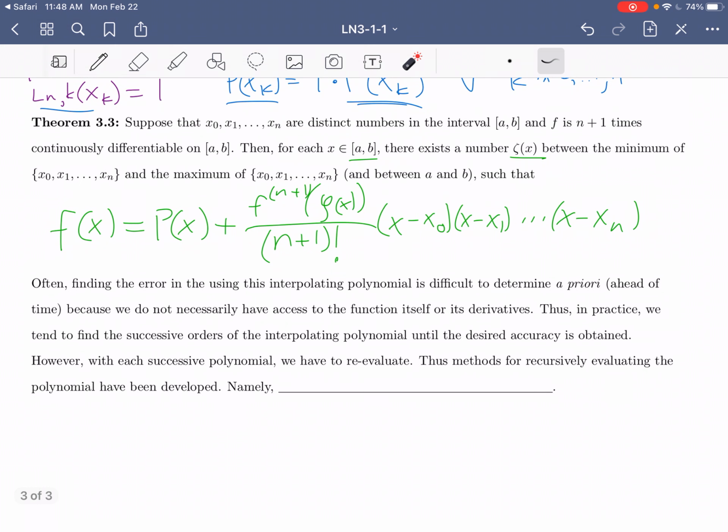Now, trying to figure out that error ahead of time in general is a little bit more difficult, because in real-world settings we don't necessarily know the function, and so we don't know its derivatives, and so we can't actually put a bound on that error. There are ways that you can recursively develop the approximation, and there's a method called Neville's method. So what is Neville's method? I am glad you asked, because we're going to talk about that in the next video. I will talk to you then.